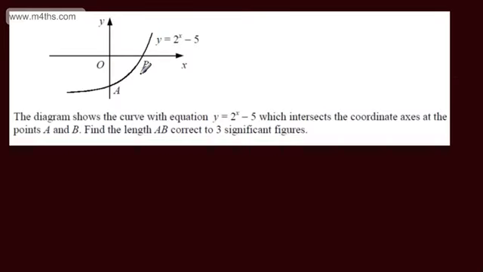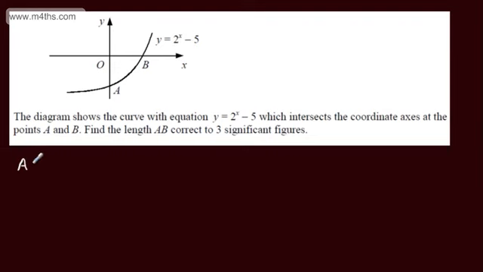So this one says the diagram shows the curve with equation y is equal to 2 to the x minus 5, which intersects the coordinate axes at the points A and B. We're asked to find the length AB correct to 3 significant figures. So what we have is an exponential curve. We've got y is equal to 2 to the x, and now all we've done is translate this down by 5 units.